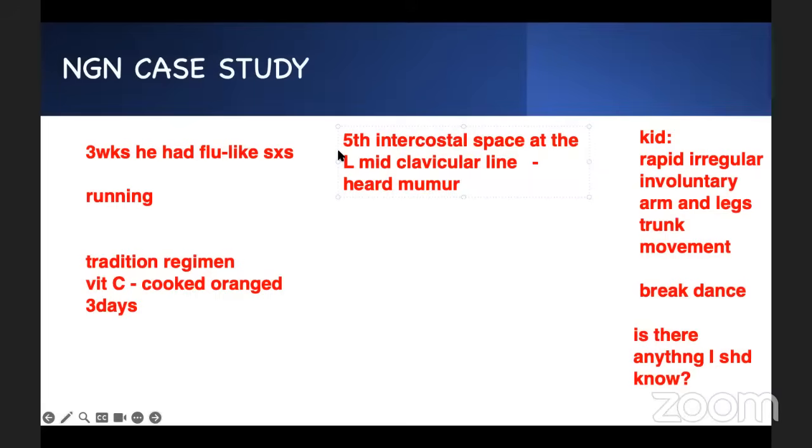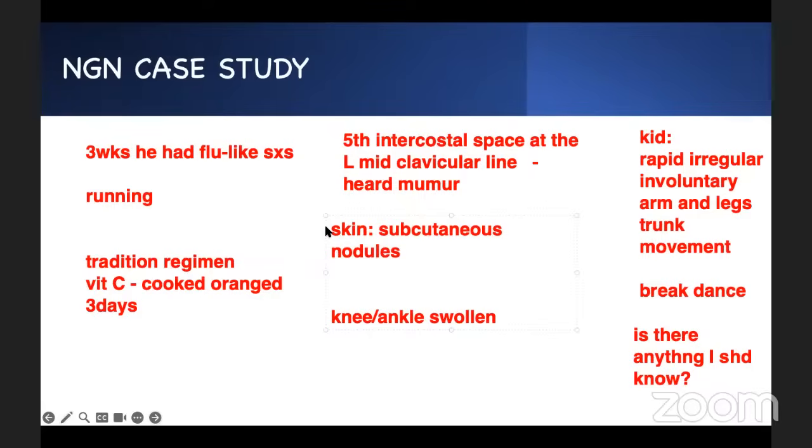That's where you go. And then when you look at the skin, you saw some subcutaneous nodules on it. The knees and the ankles are all swollen. It's a short case. This is a long one, we'll be done back. I'm giving you everything that you need. Swollen knee. Now, you should by now figure out what this kid has.